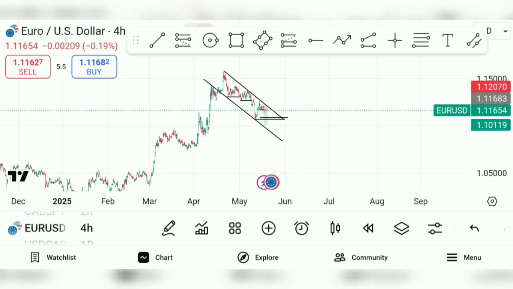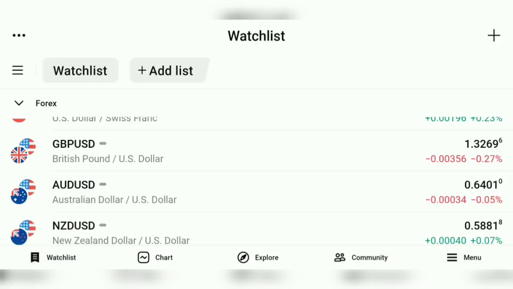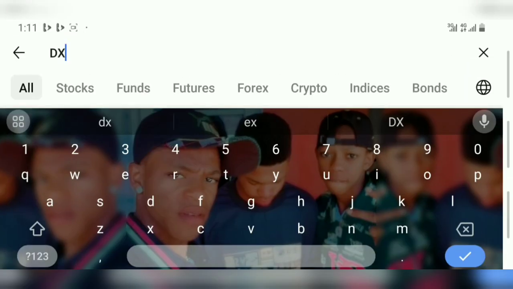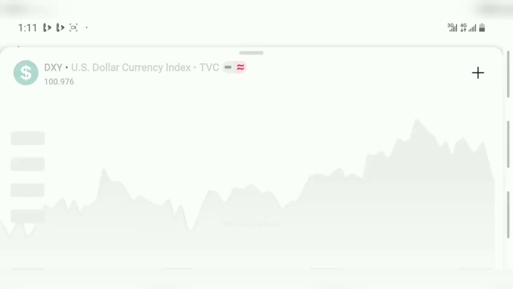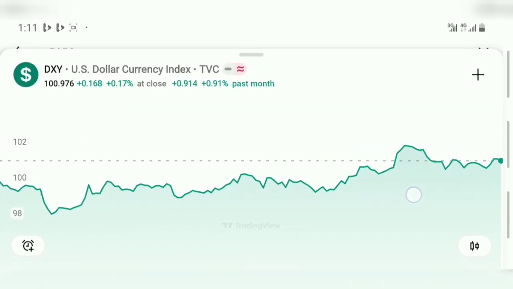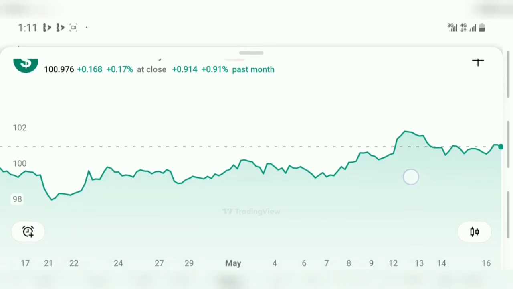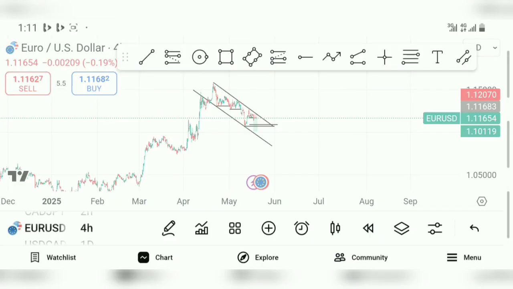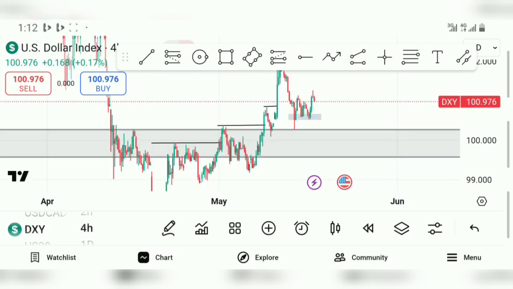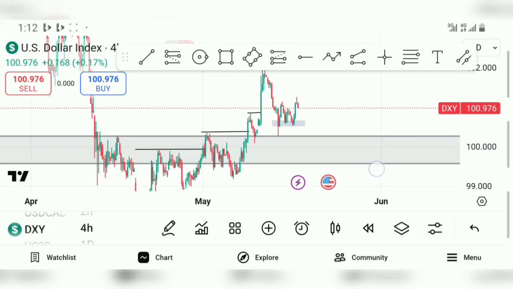So let me show you DXY. Let's see what's happening on DXY, because DXY is the index, the US dollar currency index, that backs the US dollar. So let's see what's happening on the DXY. Yeah, definitely this is what is going to be happening.